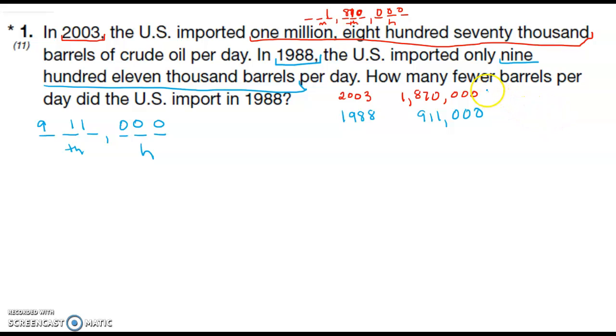How many fewer barrels did the U.S. import in 1988? So I want the difference, which is the answer to a subtraction problem. Okay, so I'm going to plug this into my calculator. I think it'll take all of the numbers. Minus 911,000. And I got 959. So in 2003, they imported 959,000 more barrels of crude oil than they did in 1988.